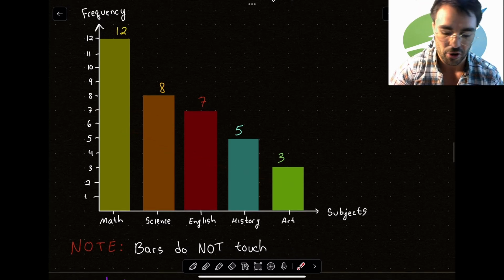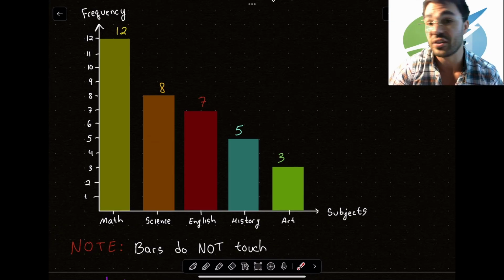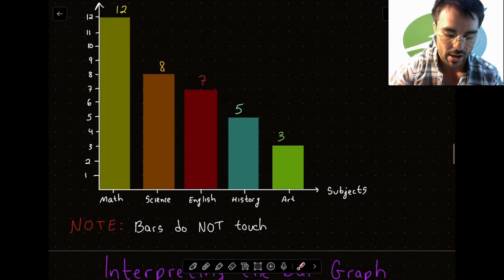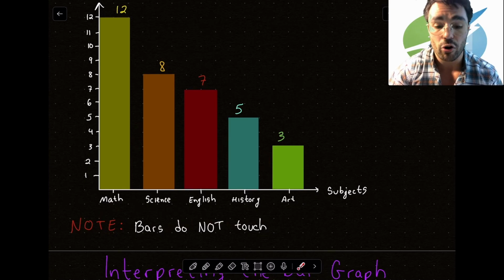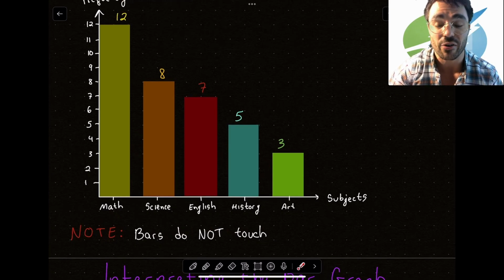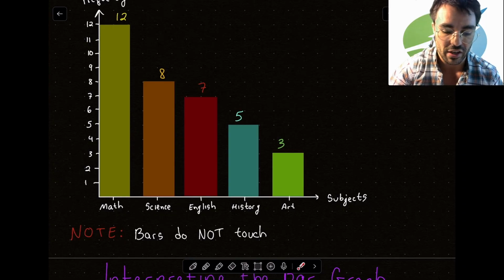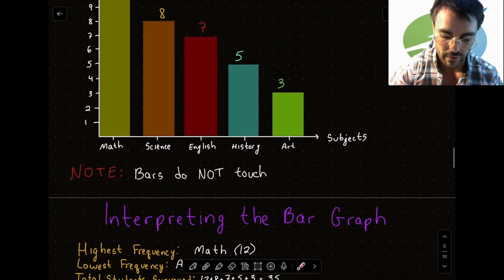And you don't have to color code it like I do. But it's one of those things that makes it easier on the eyes. Important note here, the bars do not touch. You see here, I have a little gap between the bars. For bar graphs, we leave spaces. For histograms, they do touch. For these, we leave them spaced apart. Okay. All right.